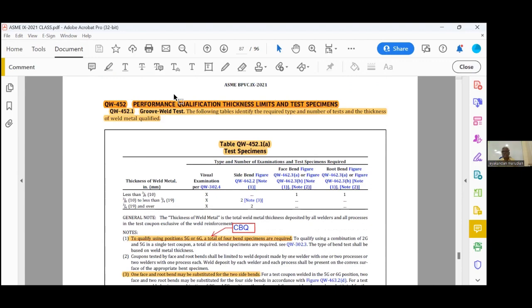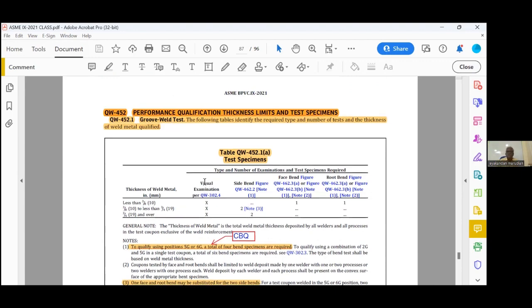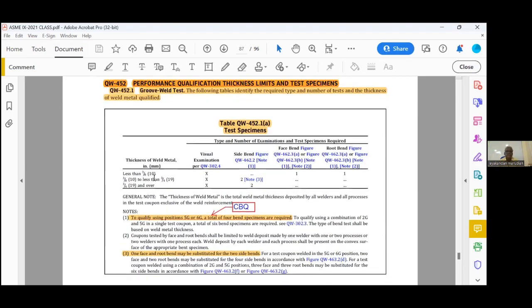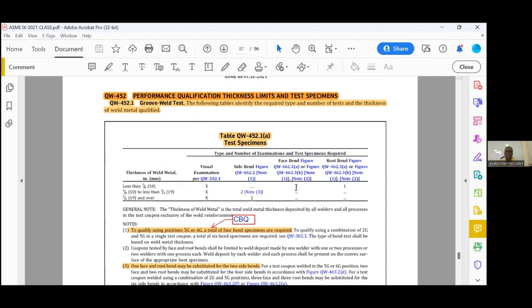See, this is the performance qualification QW-452. You can see here, 189. See, here visual is mandatory for welder performance. Less than 10 mm, 1 root bend, 1 face bend. 10 to 19 mm, 2 side bend. There is a note 3, 1 face and root may be substituted. 19 and over, 2 side bend. Highlight this one: to qualify using 5G or 6G, total 4 bend specimens are required. That is closed book question.